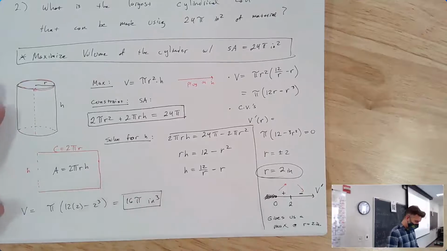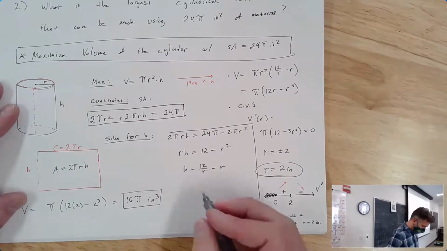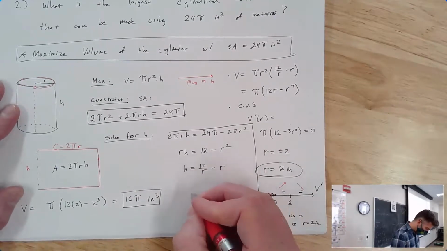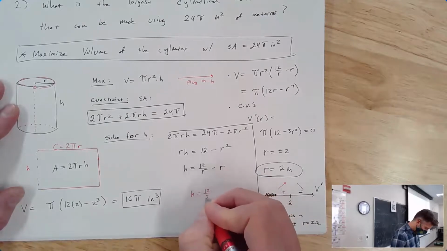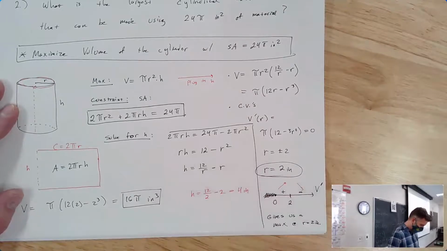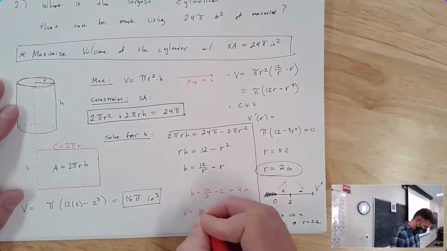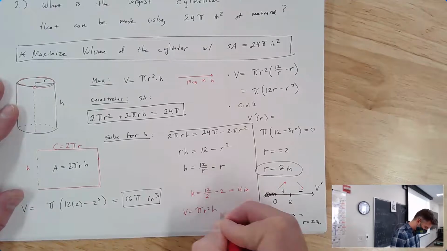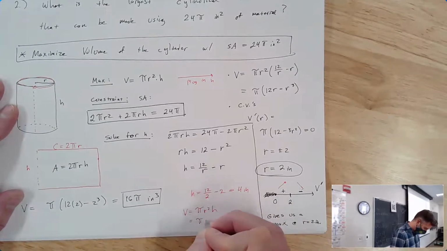Or if you wanted to, you could find the height first. You can say, oh, well, the height is going to be 12 over 2 minus 2, which is 6 minus 2, which is 4 inches. And then the volume would be pi r squared h, which is pi times 2 squared times 4, which is 16 pi.